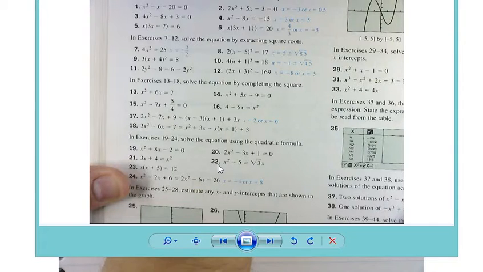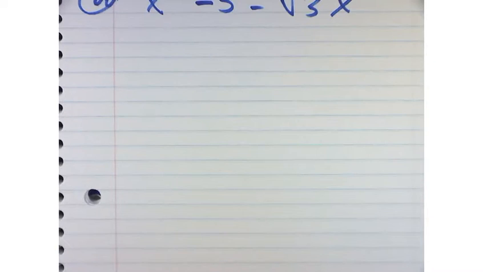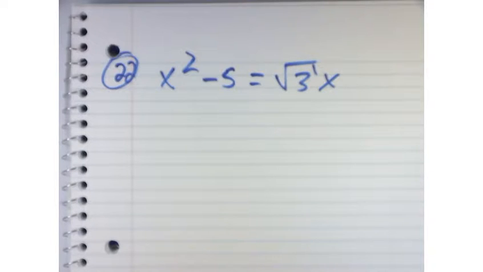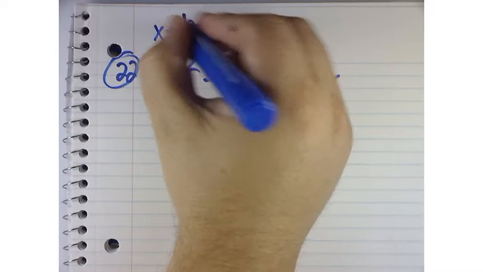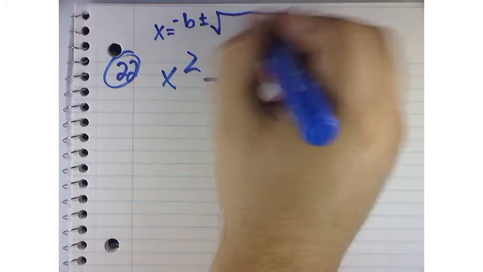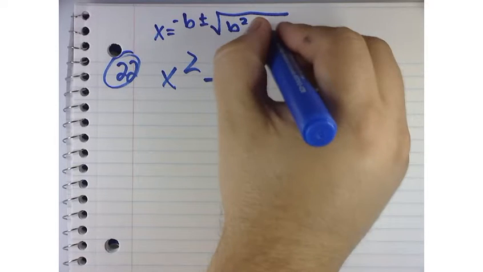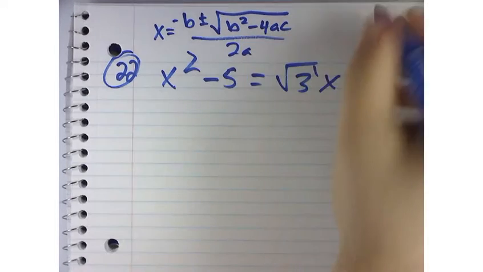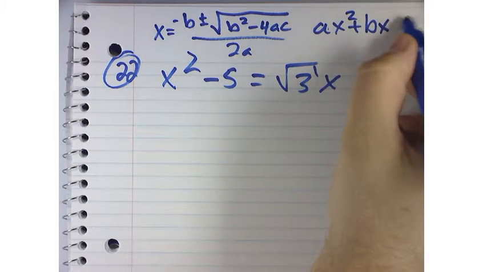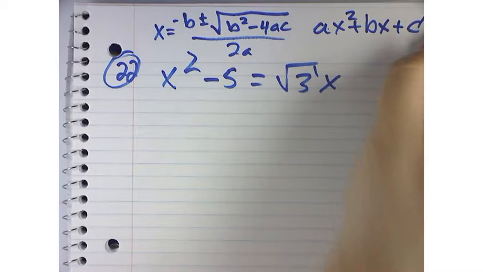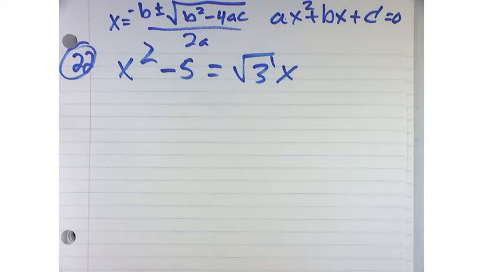So we've got problem number 22, and I've got x squared minus 5 is equal to the square root of 3 times x. Is that right? All right. So this is what we need to find out. Now, the only way I can use the quadratic equation, remember the quadratic equation is x equals negative b plus or minus the square root of b squared minus 4ac all over 2a, and that only works if I can make my equation look like ax squared plus bx plus c equals 0. So I've got some work to do.